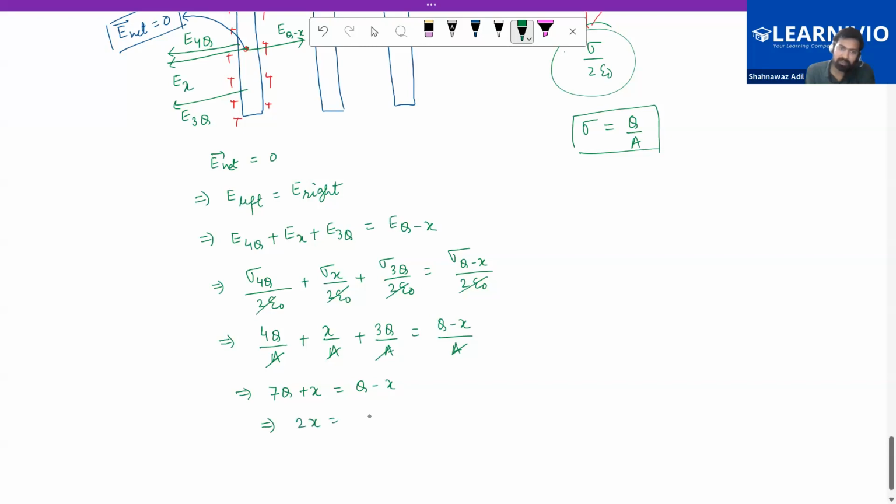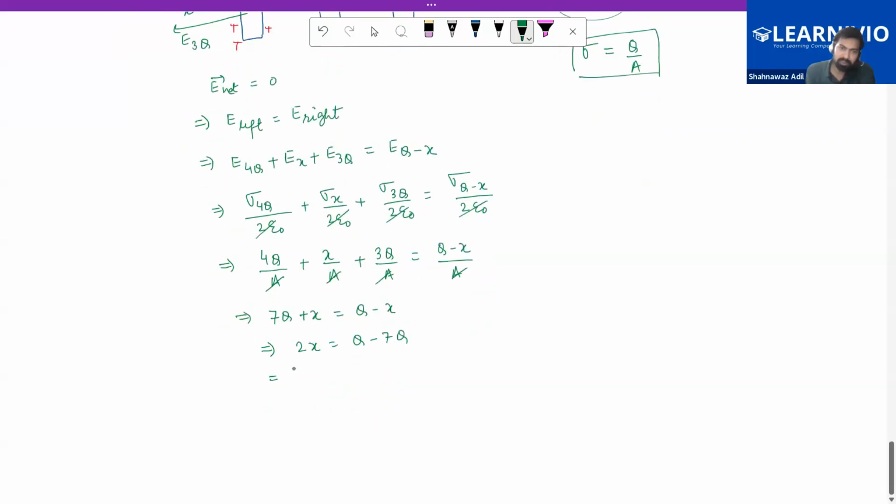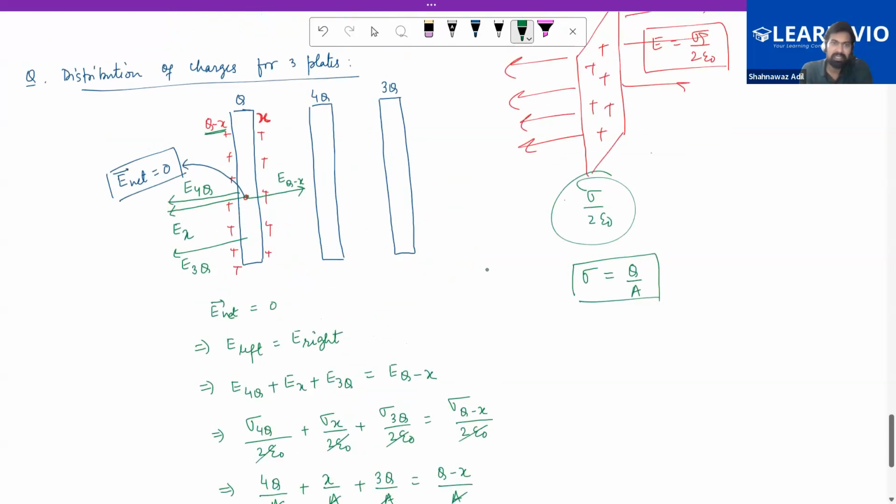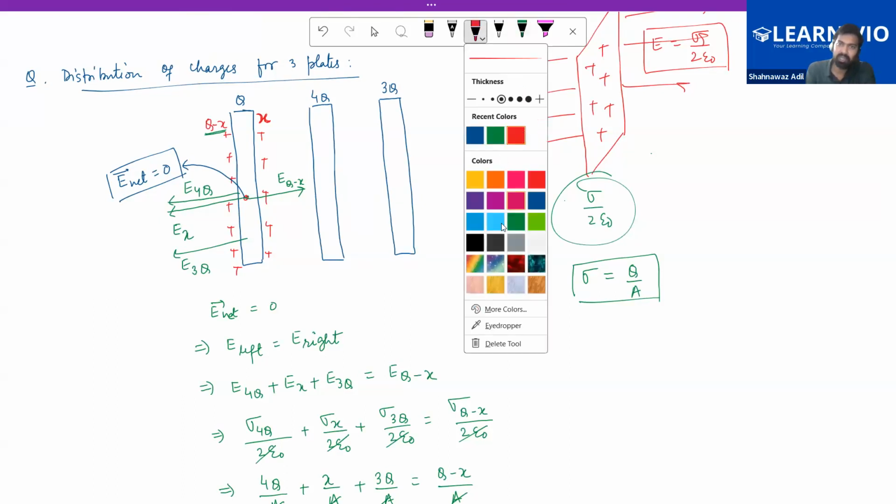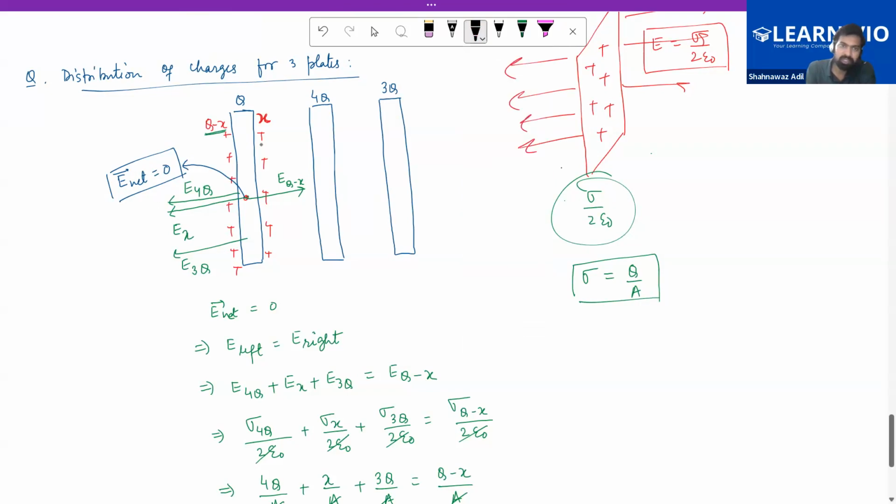So 2X is Q minus 7Q. So then what would be this thing? So this is 2X, this is minus 6Q. So X is minus 3Q. Right. Which means that this side will have a charge of minus 3Q. So this is minus 3Q, which means that this charge would be how much?